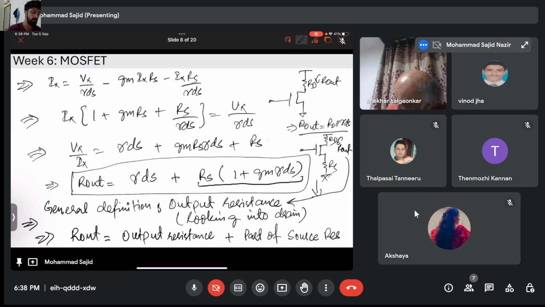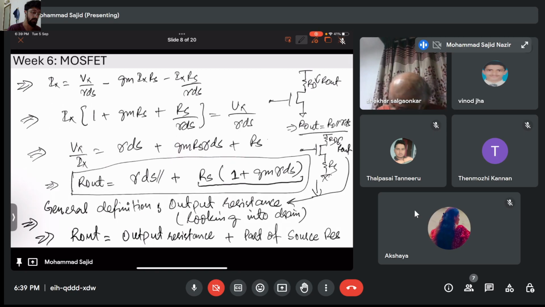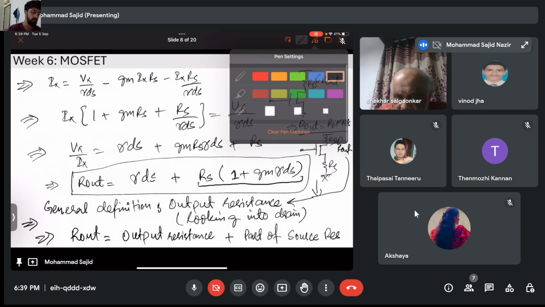Is this understood? Can you remember the formula now? This is output resistance plus part of source resistance. If Rs is 0, then R out is simply RD. In the circuit there I didn't consider RD, but if there was RD, then it will be RDS parallel RD. We'll keep it as RDS.